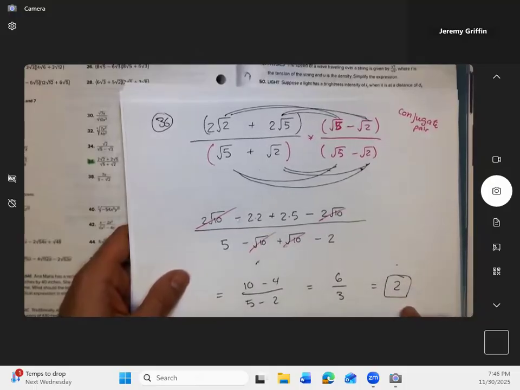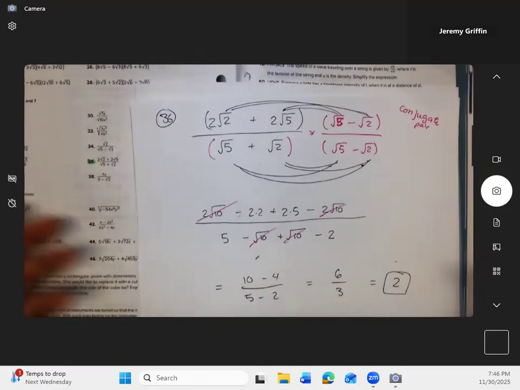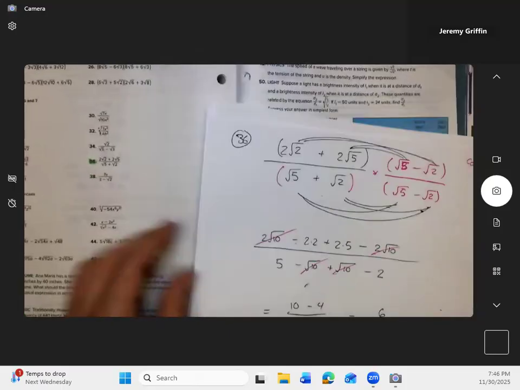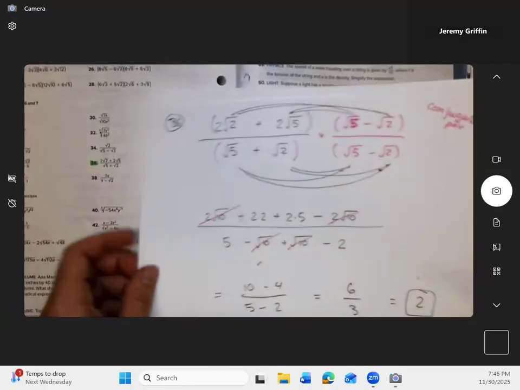Yeah, I did check that while I had the video paused also. The answer is 2. If you go back and plug the original expression into the calculator, you'll also get 2. So, same thing. All right.